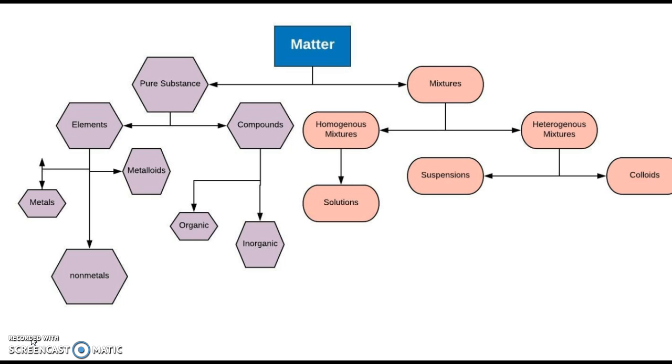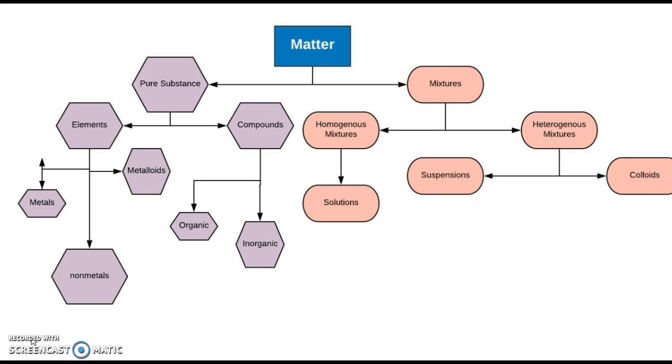If you follow the purple down, you'll see that there are elements on the left side and compounds on the right. We're going to start with elements, and an element is a substance that cannot be separated into a simpler substance by chemical means. So an element is the smallest form that you can go. You can't get any smaller than an element.